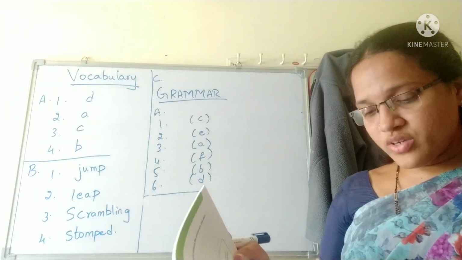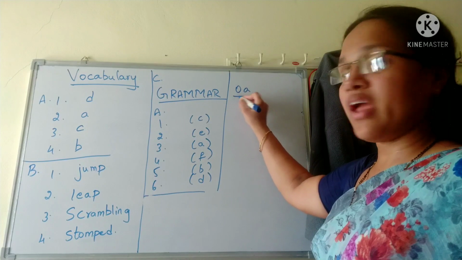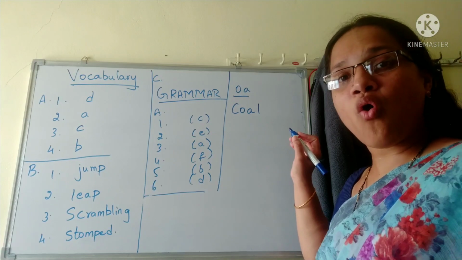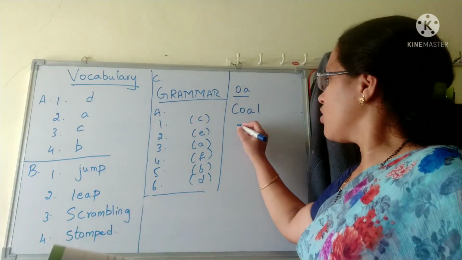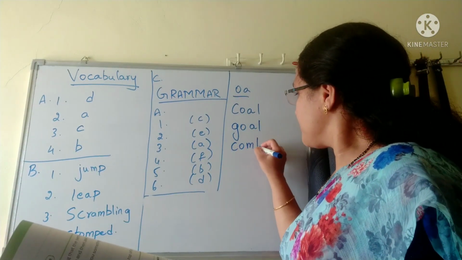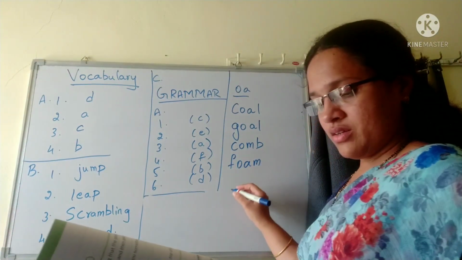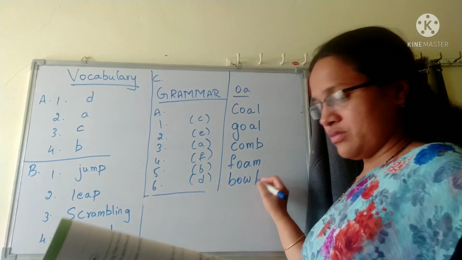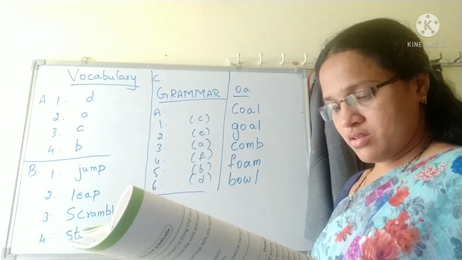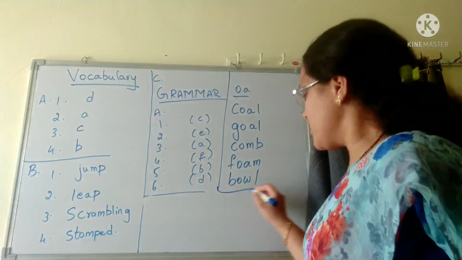First, under OA, you just write down. OA means what? Under the OA, we have the words: coal, C-O-A-L, coal. That OA sound is coming there. Goal. Comb. Foam. Next, bowl. Okay. The OA sound is coming. Yes. So next one.